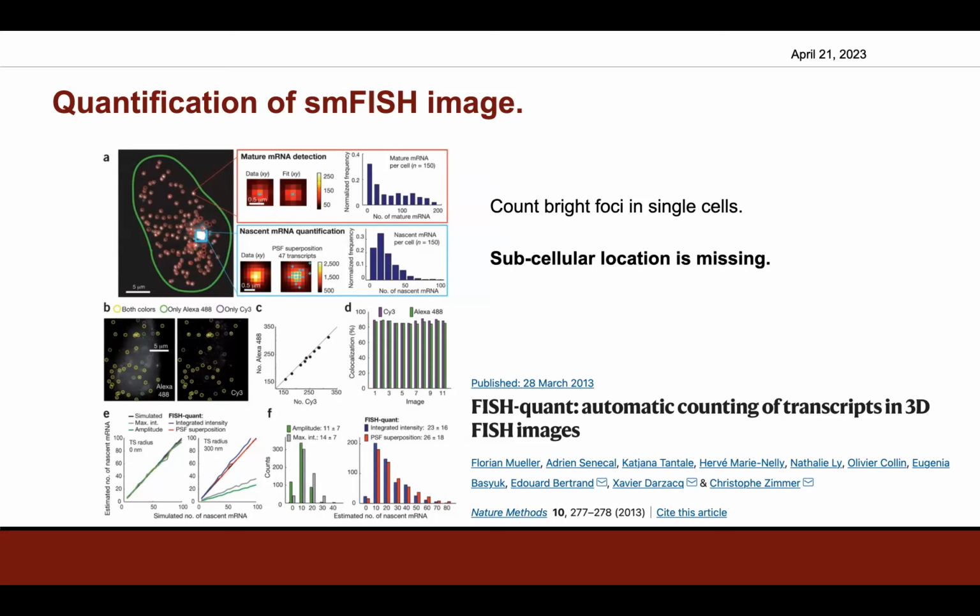However, as you can see on the plot of the data, in these quantitative results there's only a number. Which means that the subcellular location of each individual RNA is missing.